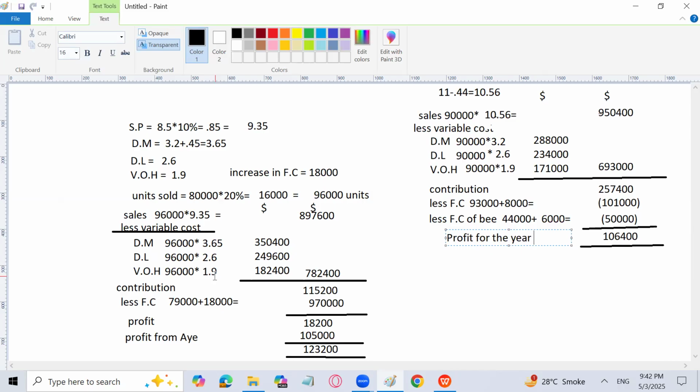but sales might not increase to 96,000. There is a possibility. Currently it is 80,000. We expect that it will increase to 96,000. Might not increase, right? Because we have increased the advertisement cost by 18,000, but still there is a chance. But I will produce in the same manner. So profit is 123,200, which is a good profit. If we go for option 2, we have a lower profit of almost 17,000, which is 106,400.